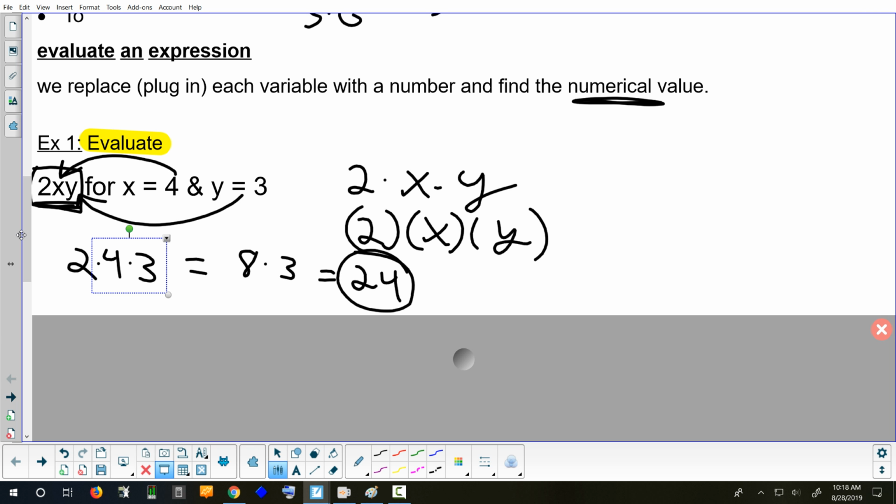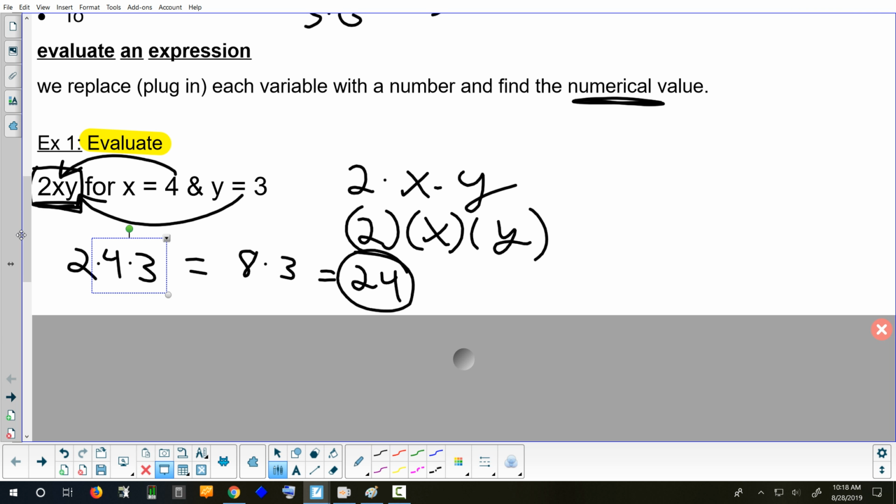So any questions on what it means to evaluate? We're going to be doing that all year. Just plug a number in for the letter. How many of the letters? All of them. If there's an x and a y, you got to plug in for the x, whatever they tell you, and plug in the y, whatever they tell you.